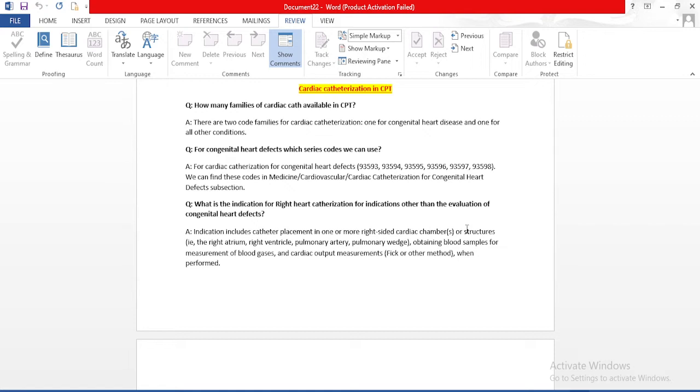Next question, for congenital heart defects, which series of codes can we use? For cardiac catheterization for congenital heart defects, we can use the 93530 to 93533 series codes. We can find these codes in the Medicine, Cardiovascular, Cardiac Catheterization for Congenital Heart Defects subsection.